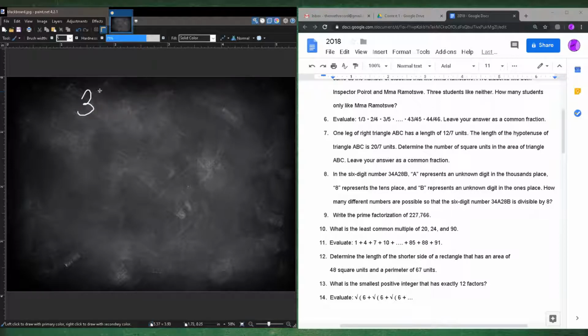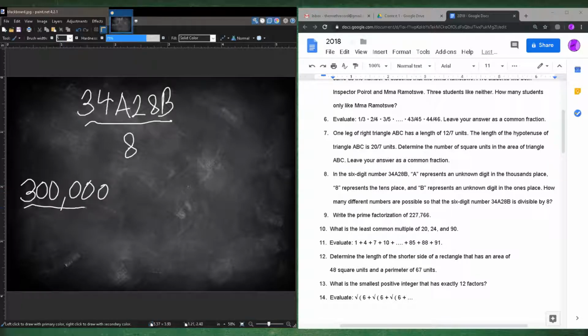So we have 34A28B is divisible by 8. So how do we solve this? Well, generally, you could just split this up into parts. So you have the 3, right? So we have 300,000. 300,000 divided by 8 is an integer, so we don't have to focus on this. That's what we do for every single number.